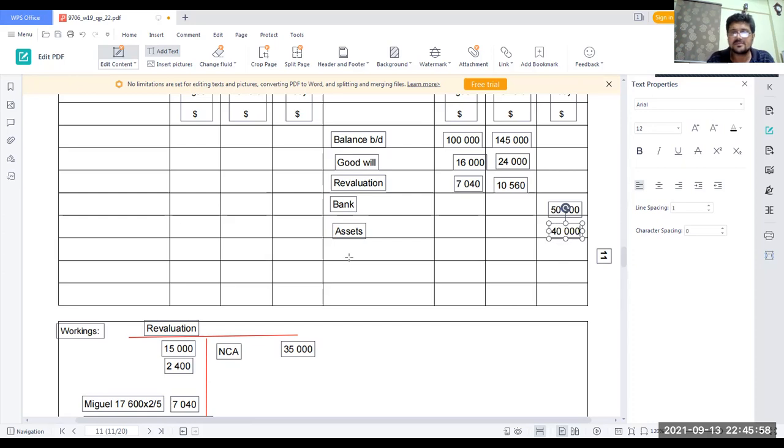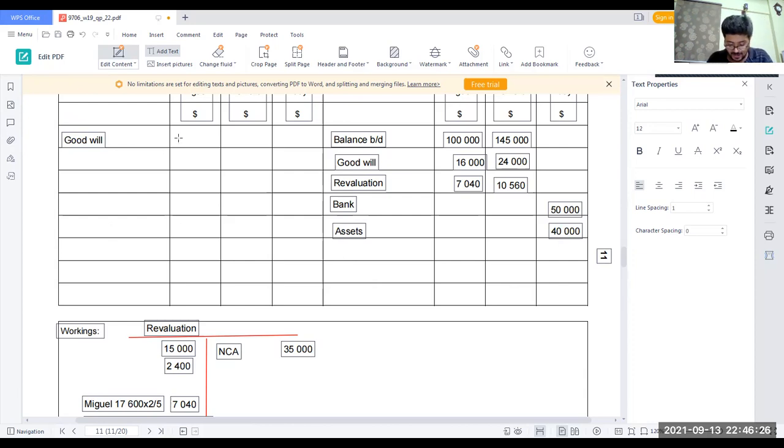Done? Okay. Now the goodwill of 40,000 is going to be divided among the partners in the new ratio because they don't want to retain goodwill in the books. So goodwill to old partner will now reduce capital of all the partners.